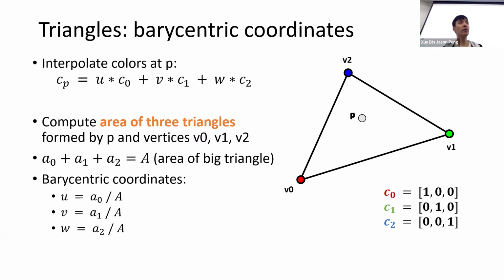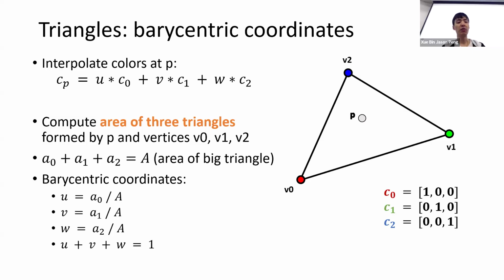Now, by calculating the interpolation weights in this way, we have the property that if we add up the weights, UVW, this gives us 1, which should hopefully make sense. The interpolation weight should range between 0 and 1.